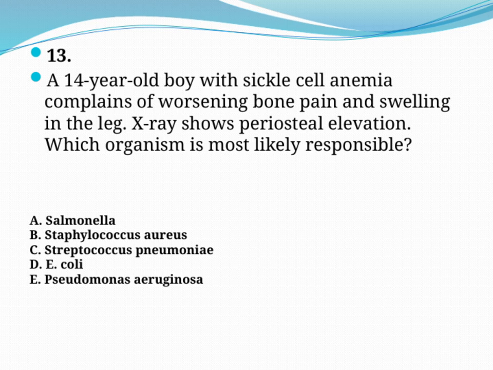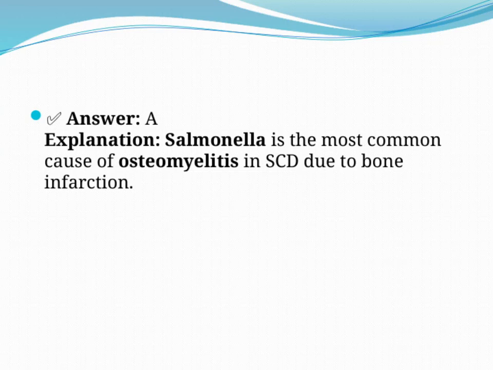Streptococcus pneumoniae typically causes pneumonia or meningitis, especially in young children, rather than osteomyelitis. E. coli and Pseudomonas aeruginosa are more associated with infections in specific settings, like urinary tract infections or nosocomial infections, respectively. So, in this context, the most likely organism responsible for this patient's bone infection is Salmonella. Recognizing this helps guide appropriate treatment and highlights the importance of understanding how underlying conditions like sickle cell anemia influence infection patterns. So the answer here is A, which is Salmonella.